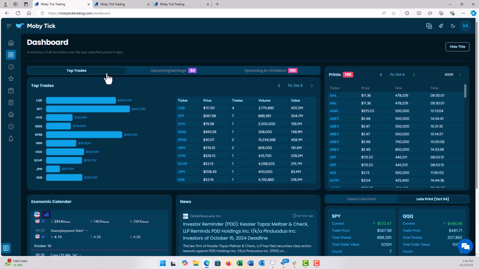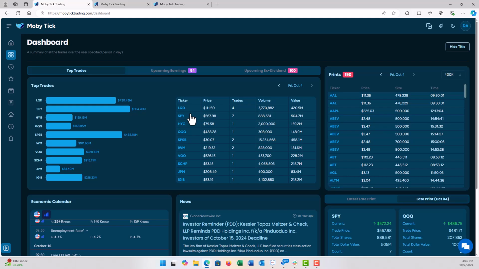Here at the top, we have the top trades for the day. And how this is calculated is that we find the trades with the highest dollar value and volume and the number of trades. So right now, the largest is LQD, which is a bond ETF, 111.50, 4 trades, totaling 3.7 million shares of 420 million. The second one is the SPY, 504 million, and we can see these here, the top 10, right?